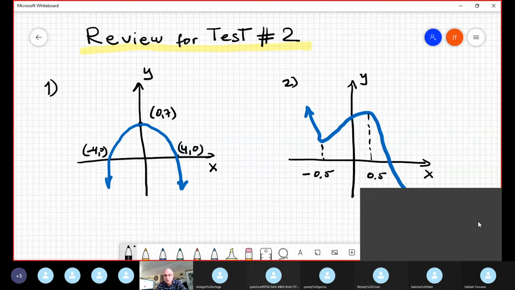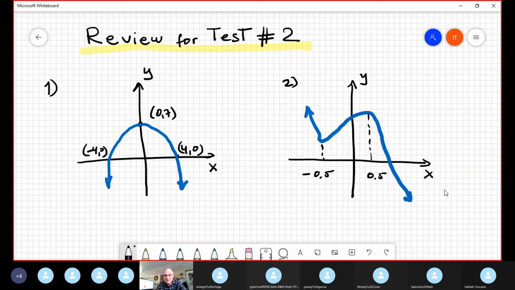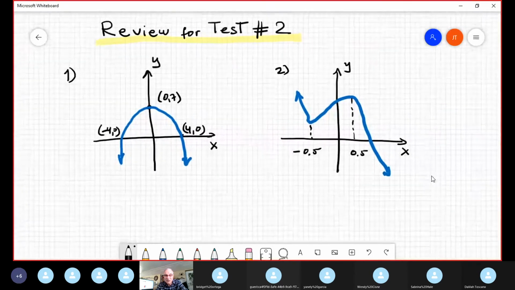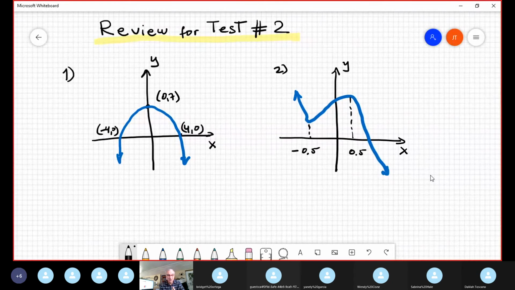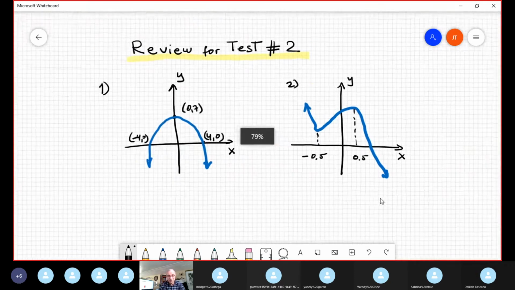This question is easy, but it's a little bit tricky. The question says: determine the interval over which the function is decreasing, increasing, and constant, and write your answer in interval notation. Let me explain in detail. In the lecture we had no time to explain this, but it's extremely easy.